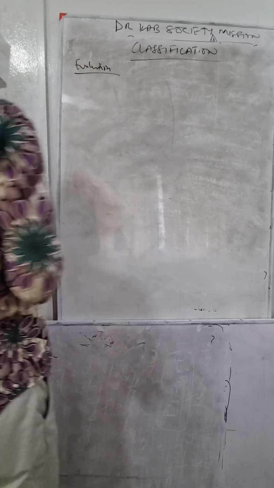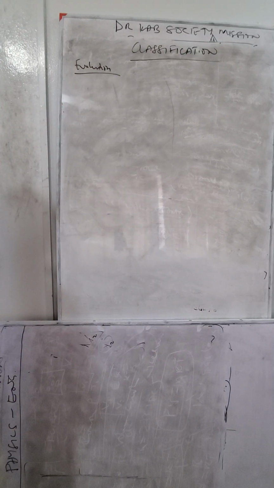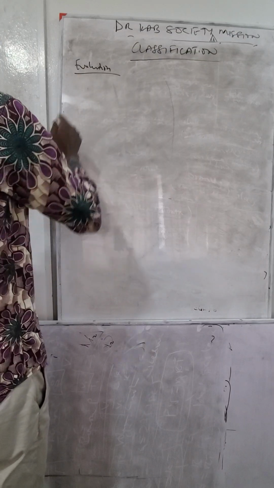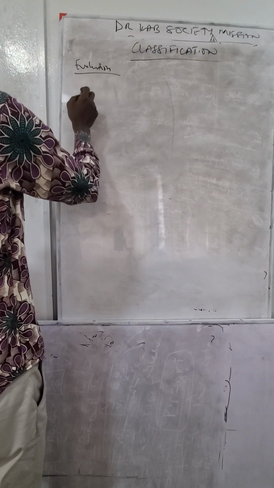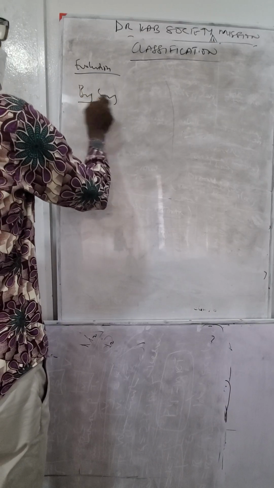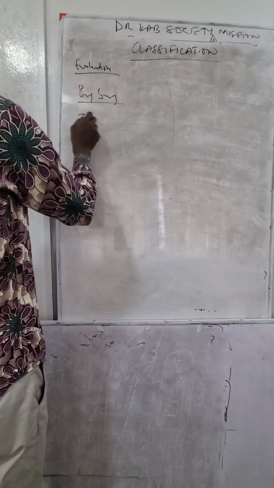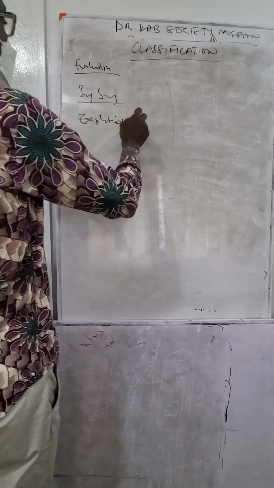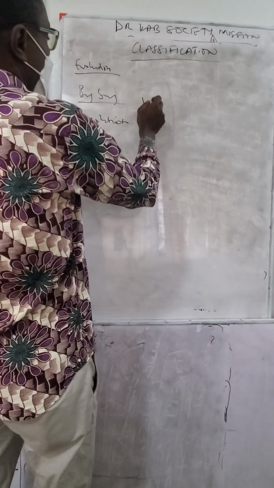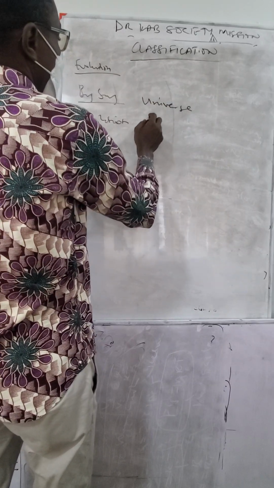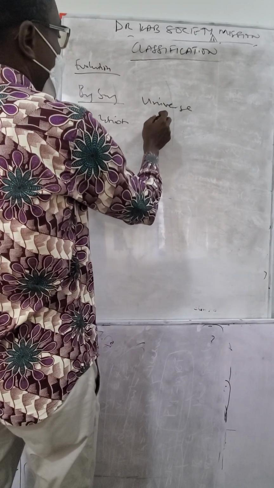Now, it is said that at a point in time where there was nothing, there was a big bang. The Big Bang theory says that there was an explosion, a very big explosion. Boom, and then we have the universe appearing.